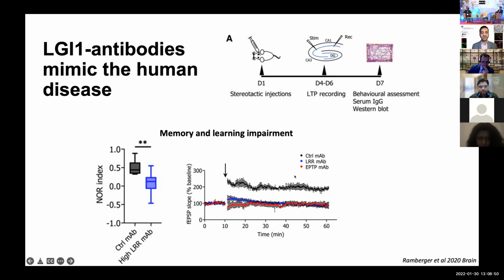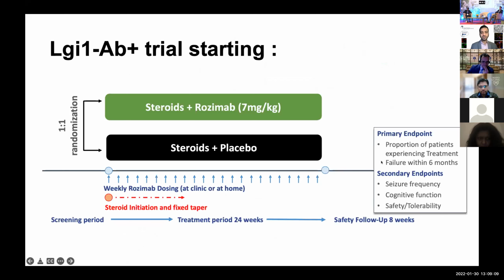But when you pre-injected the antibodies to LGI1, in blue or red, you fail to do that completely. You abrogate that learning. So the antibodies clearly mimic many aspects of the human disease, and now we want to study how they might induce that fixed deficit we see in the patients.